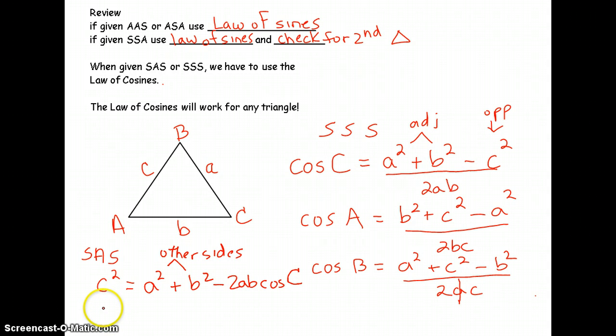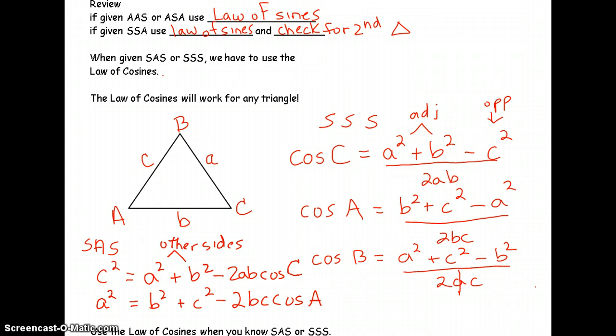So I could again make another version of this. If I wanted to do A squared, for example, the other two sides would be B squared plus C squared minus 2, and I'm going to repeat those letters again, B and C, and then the cosine of A, because that's what I'm trying to find. And the last one, which I could write, would be B squared. And B squared, of course, would be A squared plus C squared, and then minus 2 times AC cosine of B.